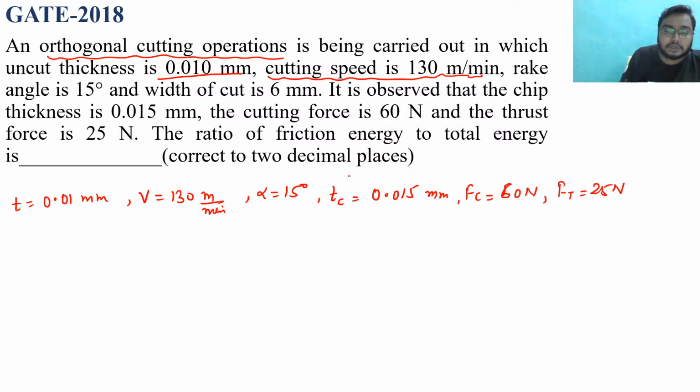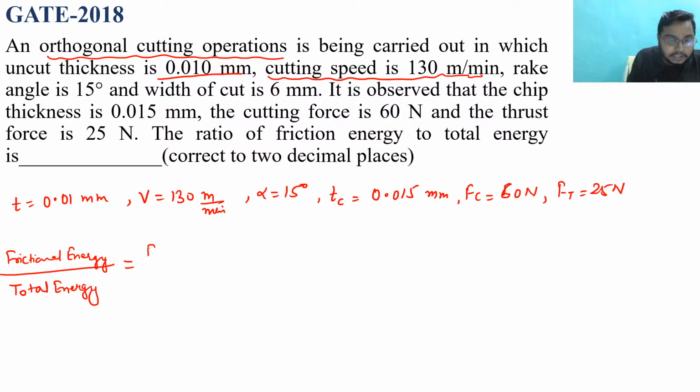Ratio of frictional energy to the total energy. So what is the frictional energy? That is F into chip velocity Vc, and total energy is Fc into V. Okay, so this is the basic funda. You have to calculate the things in this way.